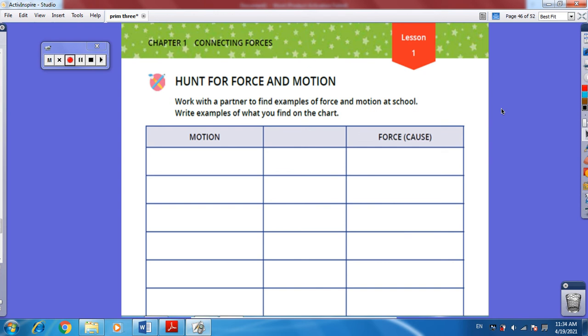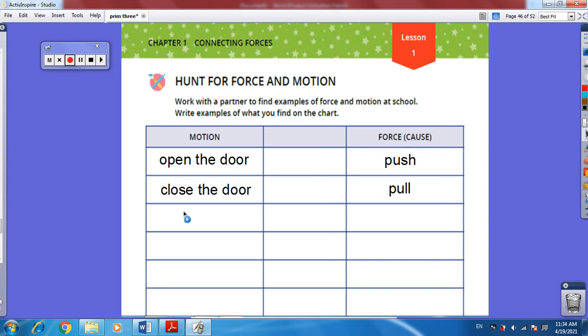Okay? Number 1, do you think of some examples of motion in the school, like open the door? Open the door, push or pull, the force. Yes, Yusuf. Excellent, super, push. Clap your hand for yourself. Another example. Yes, Khalid. Close the door. Excellent. Push or pull. Yes, pull or maybe push.